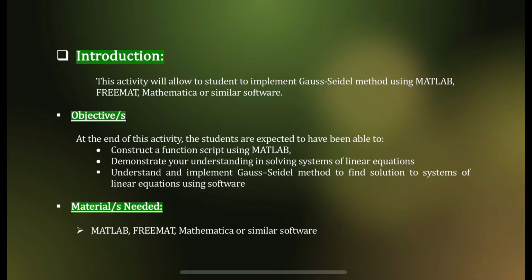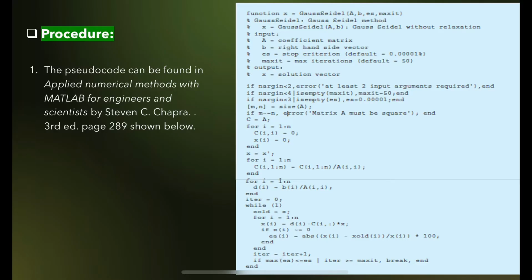The objectives are, at the end of this activity, the students are expected to have been able to construct a function script using MATLAB, demonstrate your understanding in solving systems of linear equations, and understand and implement the Gauss-Seidel method to find the solution to a system of linear equations using software. Materials needed are MATLAB, FreeMat, Mathematica, or similar software. The pseudocode can be found in Applied Numerical Methods with MATLAB for Engineers and Scientists by Stephen C. Chapra, 3rd edition, page 289, shown below.